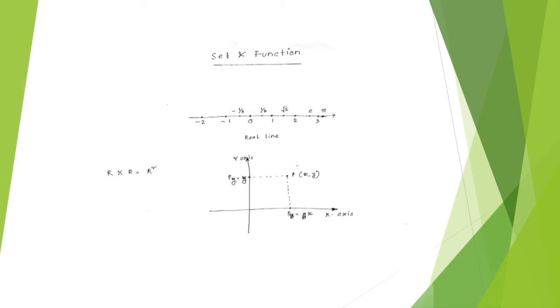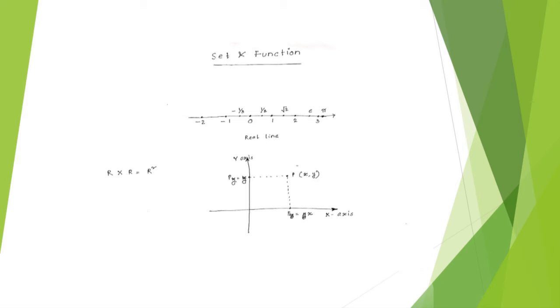Now we can reverse the process. Starting with the ordered pair of real numbers, we can recapture the point. So the process goes both ways. We have a point on the plane, and we can associate a pair of real numbers with that point via the projection method. You can follow from the picture.